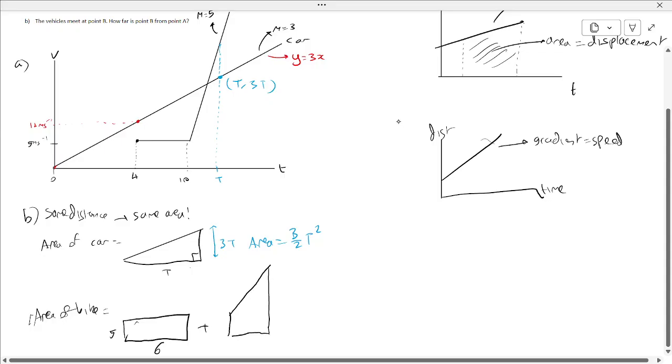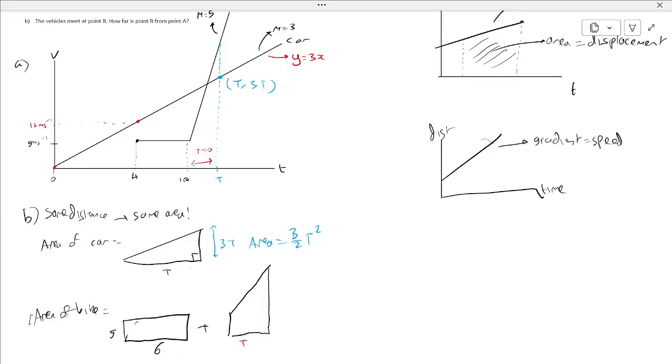Let's start with the height of the trapezium, okay? So 10 seconds here, t seconds here. This distance here will be t minus 10. So it's t minus 10 along the base here. This height is nice and easy, it's just 5, it's from before.